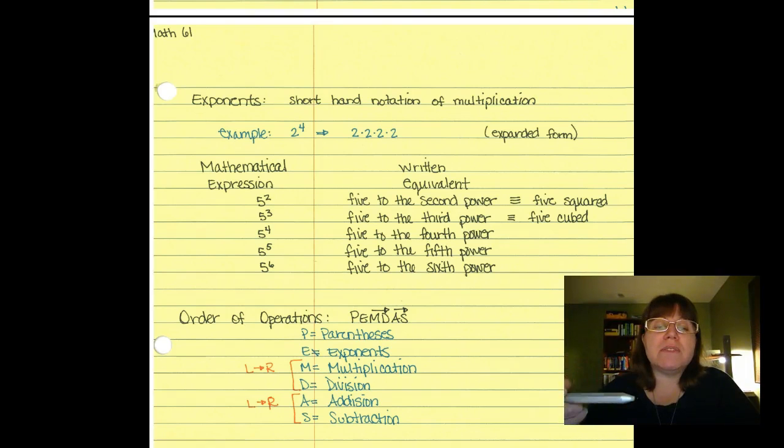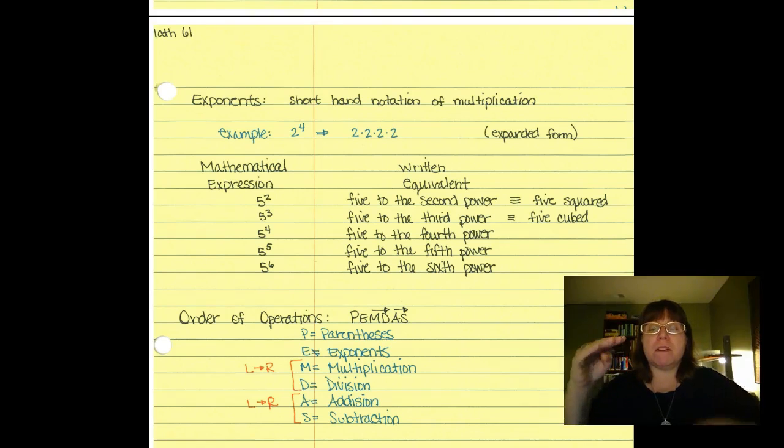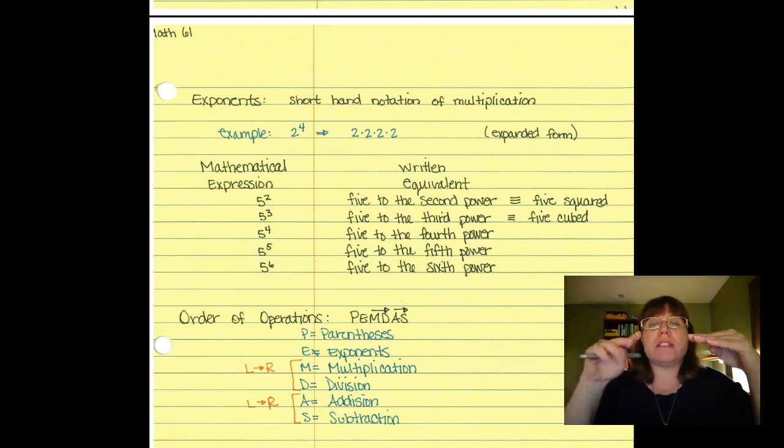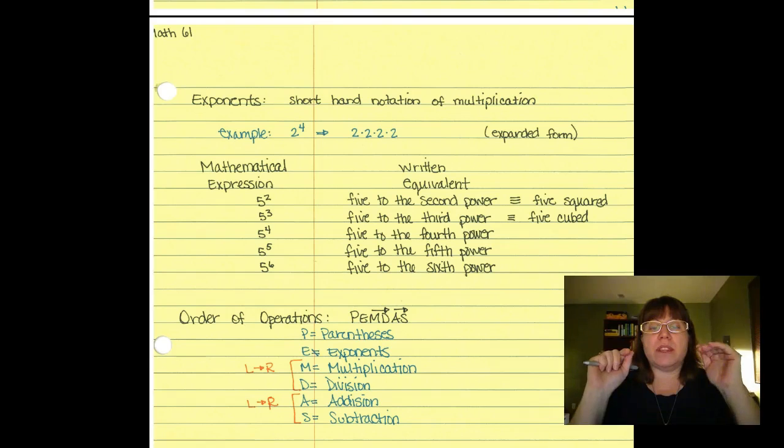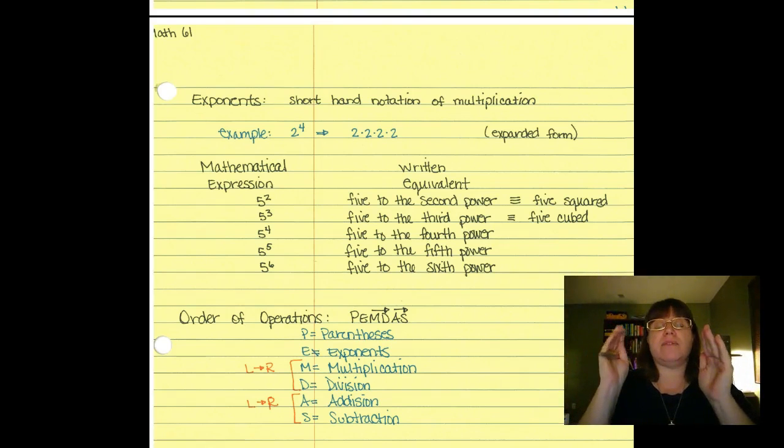But multiplication and division are on the same level, meaning they're equivalent to one another, because if we think about it, division is just the opposite of multiplication. Likewise with addition, addition is the opposite of subtraction. They're on the same level. One's not better than the other. So when we see multiplication and division in the same problem, we're going to do them from left to right.